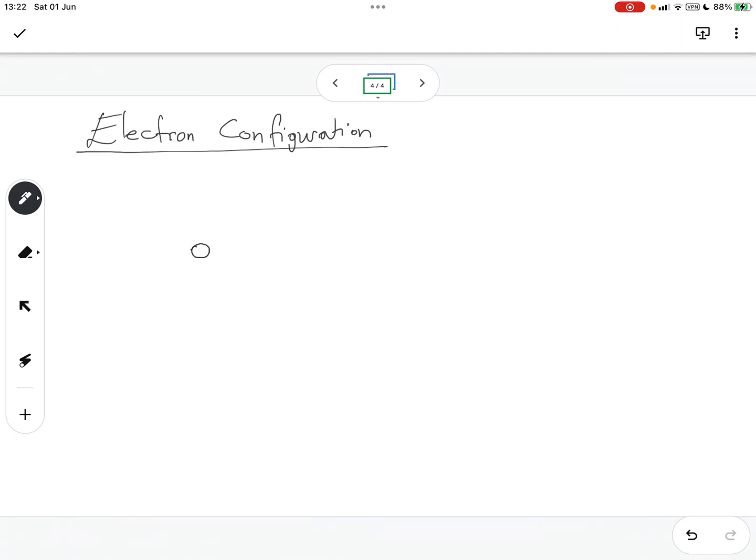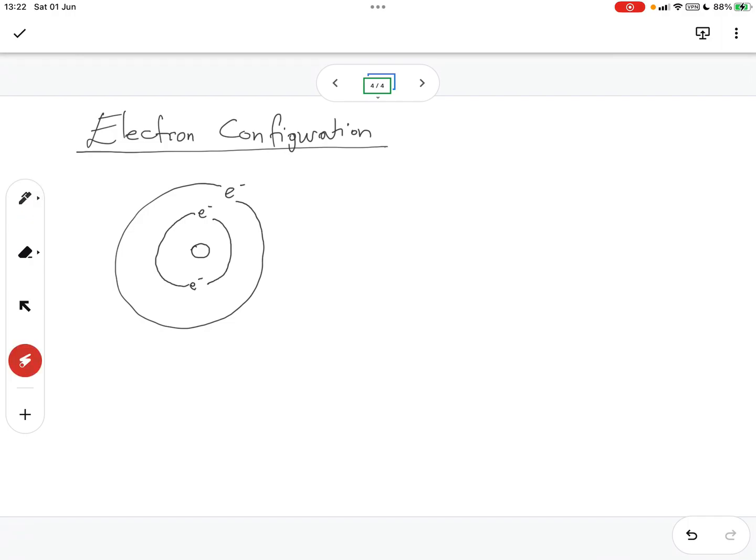And if we look at something like lithium, for example, let's say that's its nucleus, then it would have, I think, 3 electrons, yes, because it's number 3. So electron 1, electron 2 in the first orbital, and the third electron in the second orbital, right? So these orbitals, they're called energy levels.